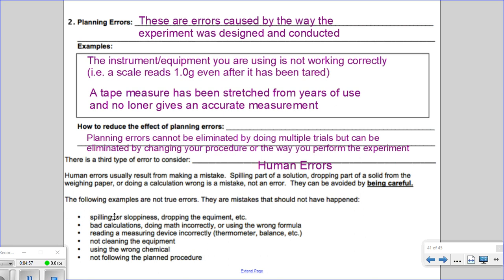The following examples are not true errors. They're basically mistakes that should not have happened. For example, spilling or sloppiness, dropping the equipment, bad calculations, reading a measuring device incorrectly, not cleaning the equipment, using the wrong chemical, not following the planned procedure. These are all considered human errors and basically boil down to the experimenter not being careful.